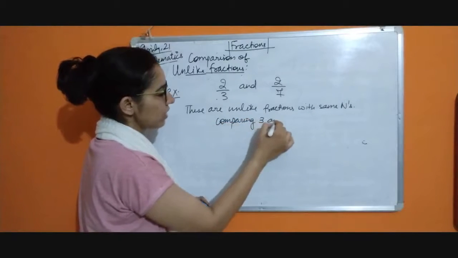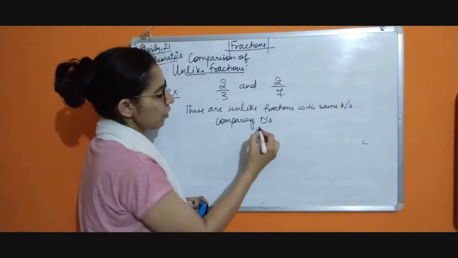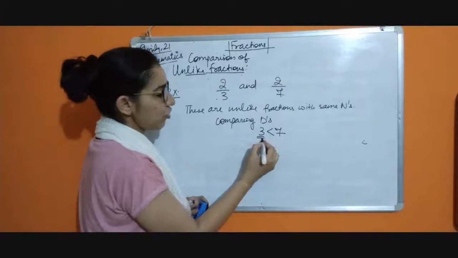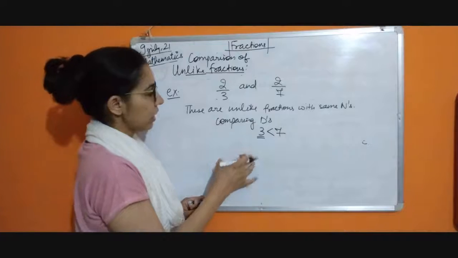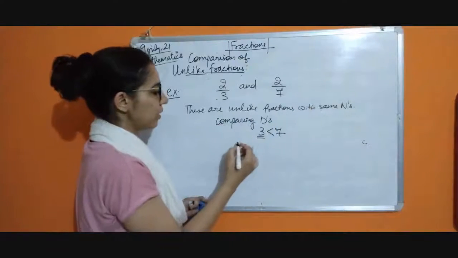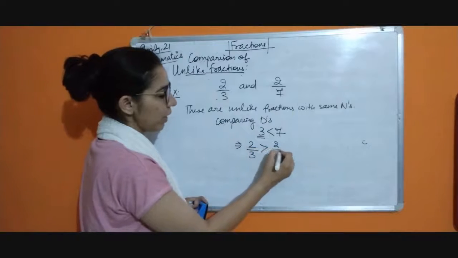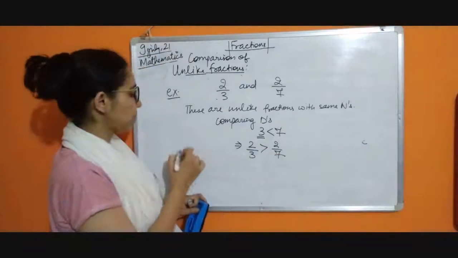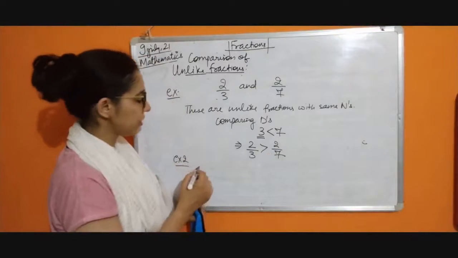Okay, 3 and 7, the denominators, you will get 3 is less than 7. The fraction having the smaller denominator is going to be bigger if they have the same numerator. So this implies 2 by 3 is going to be bigger than 2 by 7. Okay, we can take another example, number 2, for unlike fractions having same numerators.